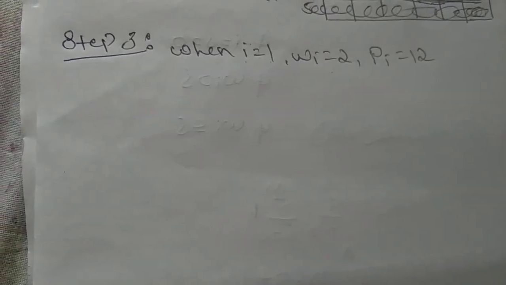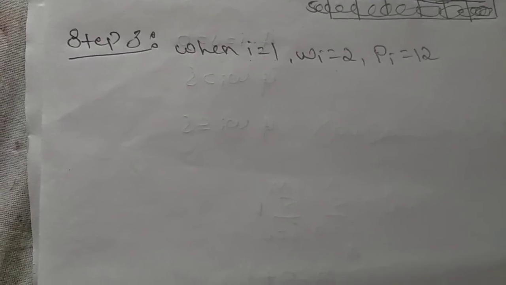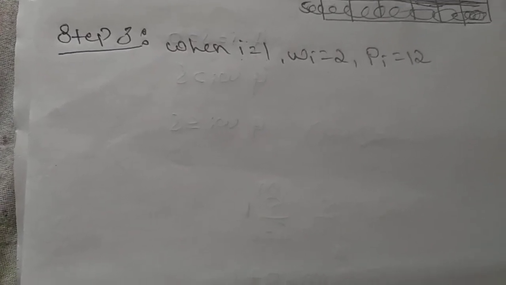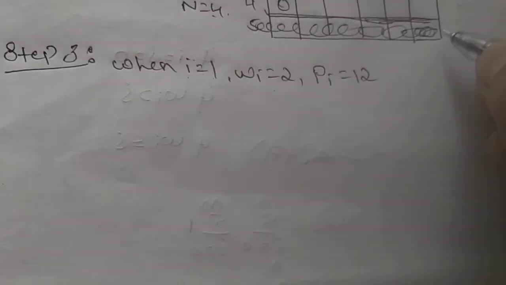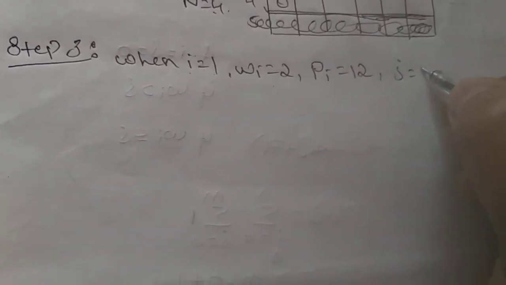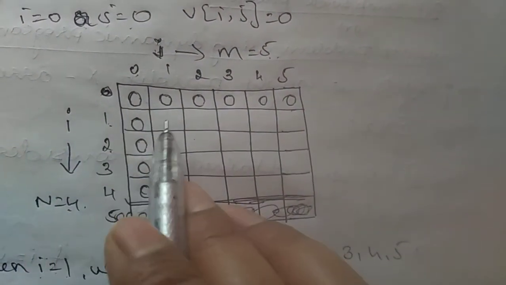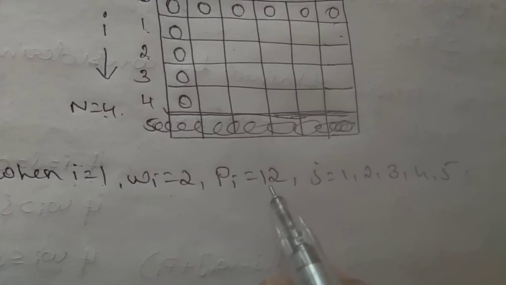With this, again I have to check what the capacity is. So here, for this one, the j value varies from 1, 2, 3, 4 and 5. j is the maximum capacity we have taken. Already 0 is filled, so 1, 2, 3, 4, 5. For i is equal to 1, we have to fill all these: j is 1, j is 2, j3, j4, j5. So for i is equal to 1, the j value varies from 1 to 5. wi and pi are already given.